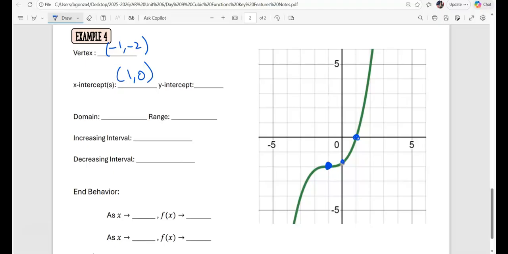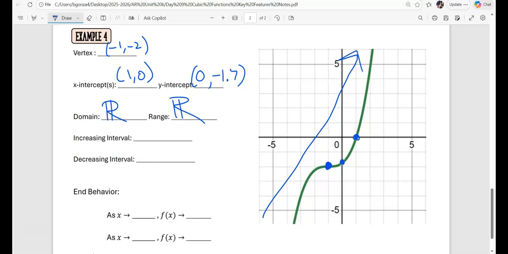Now this is not exactly on the grid. It's about -1.7. Again, I'm estimating. We already said domain and range are all real numbers. Now, as you go from left to right, is it increasing or decreasing? Increasing. So the increasing interval is all real numbers, and it does not decrease. It's going up to the right.